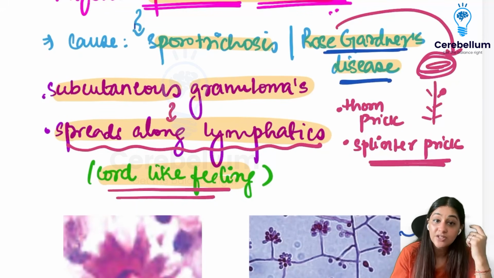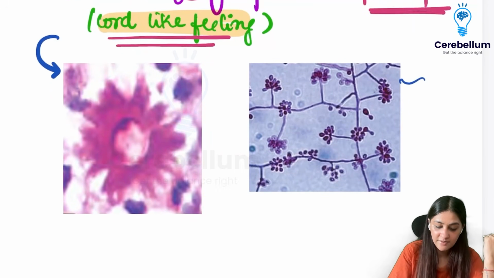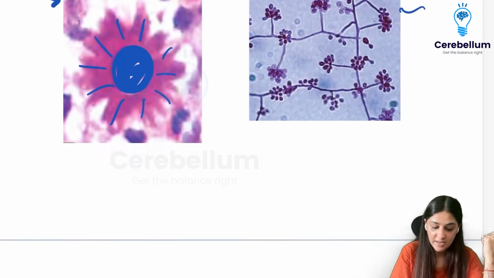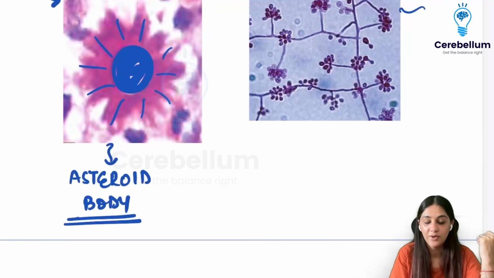Now, if I do a histopathology, what will I see? If I do a histopathology, I will see a yeast cell in the center, and then I'm going to see the inflammation coming out like this. So this is also looking like a flower, and it is called as asteroid body, right? It is called as asteroid body.